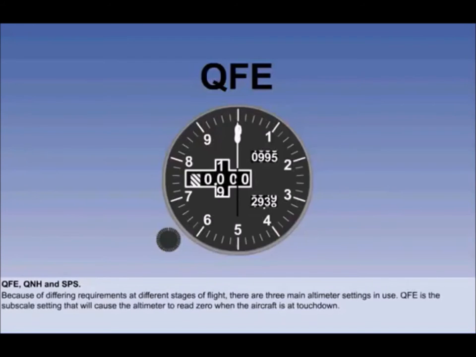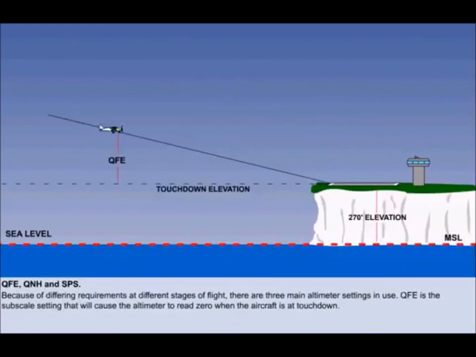QFE is defined as the atmospheric pressure at the aerodrome elevation. It is the subscale setting that will cause the altimeter to read zero when the aircraft is on the ground. Zero datum is the airport elevation, not sea level. Effectively, this gives the pilot his height above touchdown.